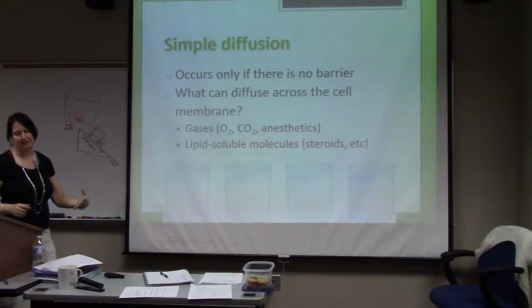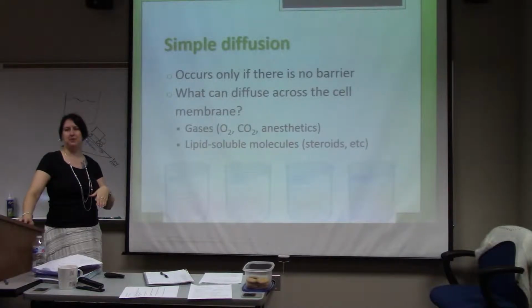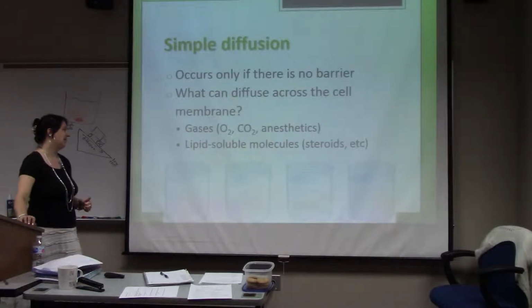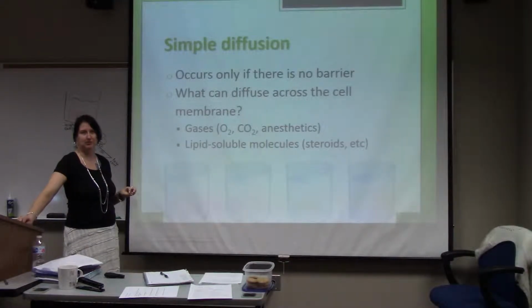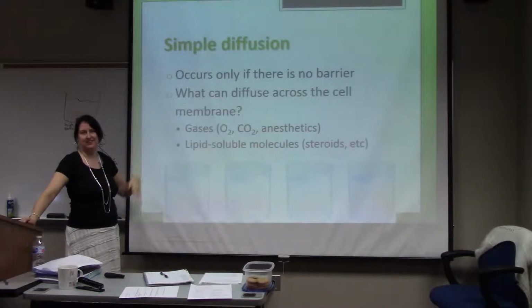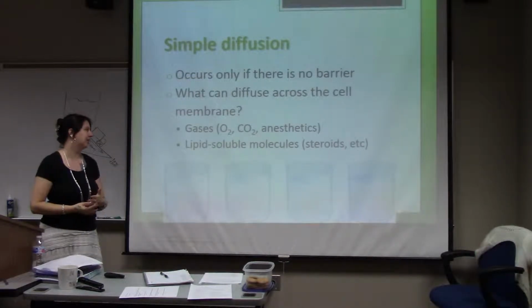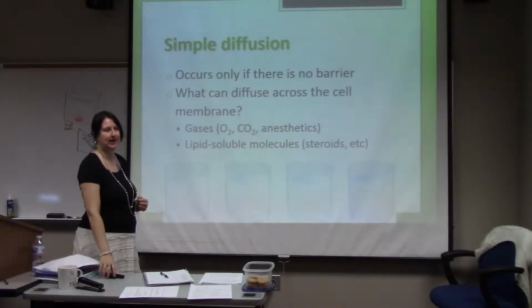Now, for something to get across the cell membrane by simple diffusion, it needs to be something that isn't blocked by the phospholipids. So it needs to be either lipid soluble, such as steroid hormones, or a gas. So oxygen and CO2 can go straight through the cell membrane by simple diffusion. A lot of anesthetics that are gases can also go the same way.